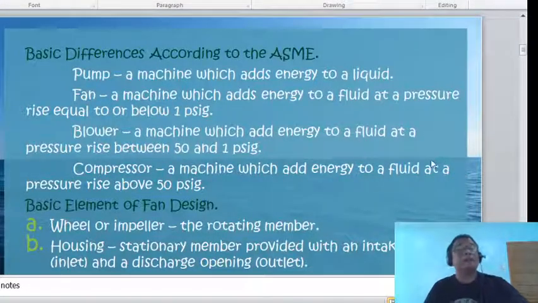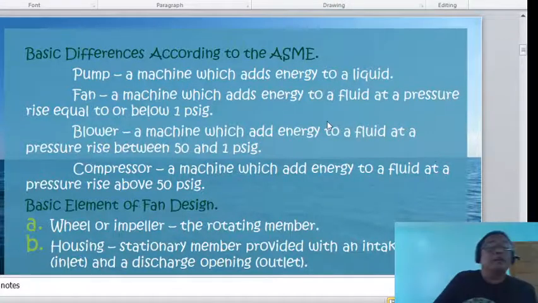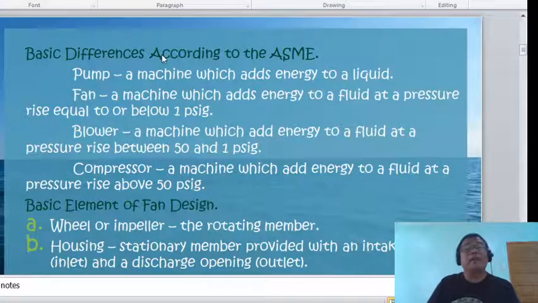So we have here the basic difference, according to ASME. A pump is a machine which adds energy to a liquid, and a fan is a machine which adds energy to a fluid at a pressure rise equal to below 1 psi gauge. Take note, class, below 1 psi gauge. A blower is a machine which adds energy to a fluid at a pressure rise between 1 and 50 psig. And then a compressor is a machine which adds energy to a fluid at a pressure rise above 50 psi gauge.